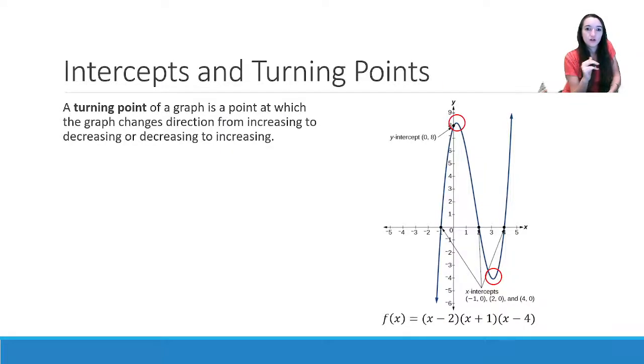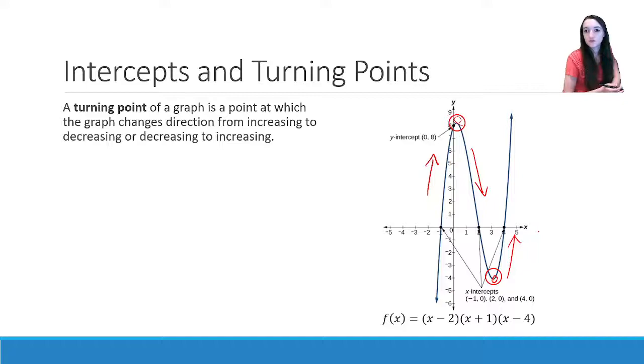Alright, so what about intercepts and turning points? A turning point of a graph is a point at which the graph changes direction from increasing to decreasing or decreasing to increasing. Here we have two turning points in the graph that's pictured. We started out increasing up until we hit this relative maximum, then we start decreasing down to a relative minimum, and then we start increasing again.